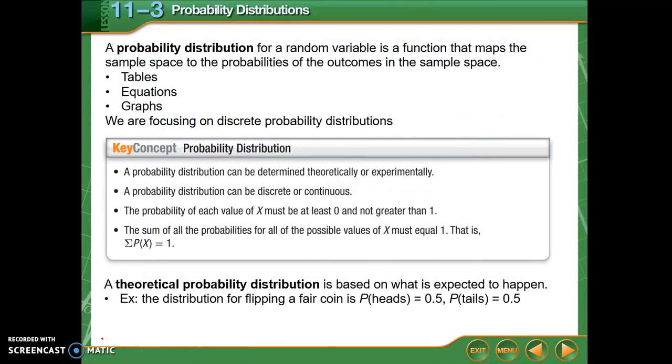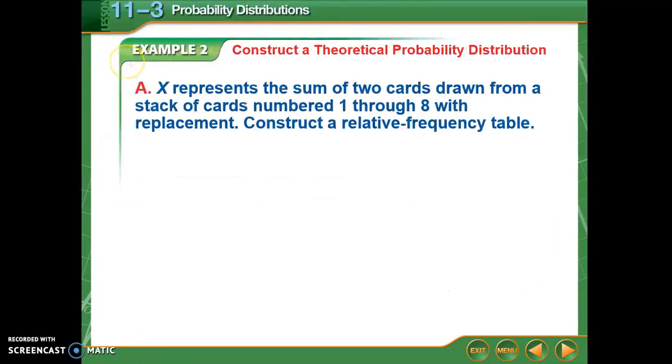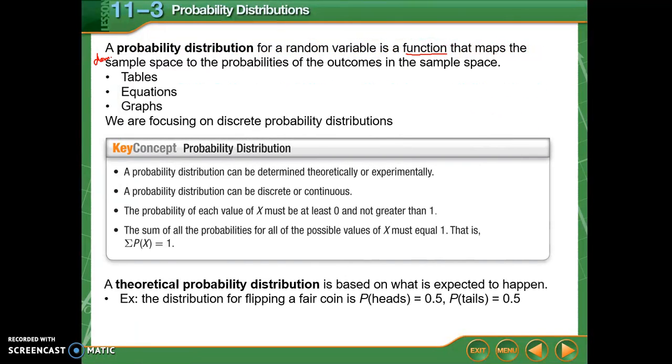All right, a probability distribution for a random variable is a function that maps the sample space to the probabilities. So it's like my domain is the sample space. What are the different outcomes that can happen? And then the probabilities are like my range. And we can do these with tables, equations, and graphs. We're going to be focusing in this section on discrete probability distributions and not continuous ones, okay?